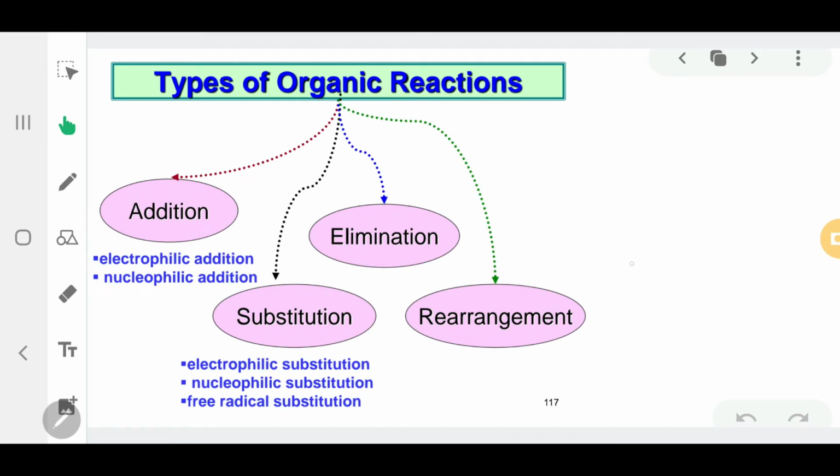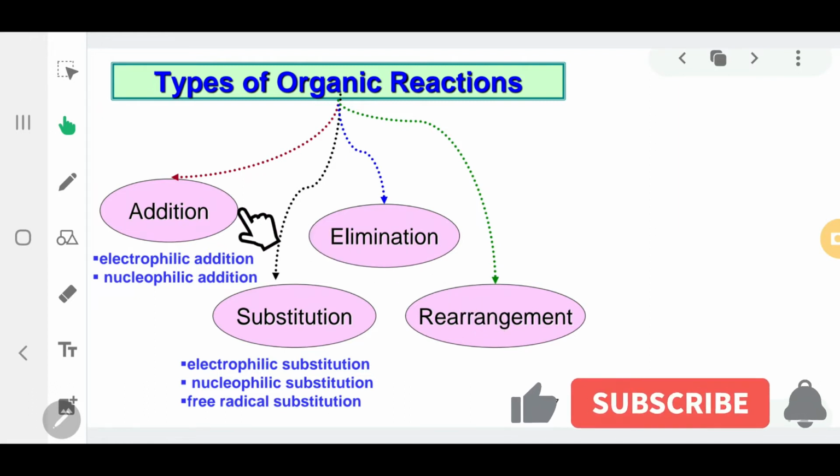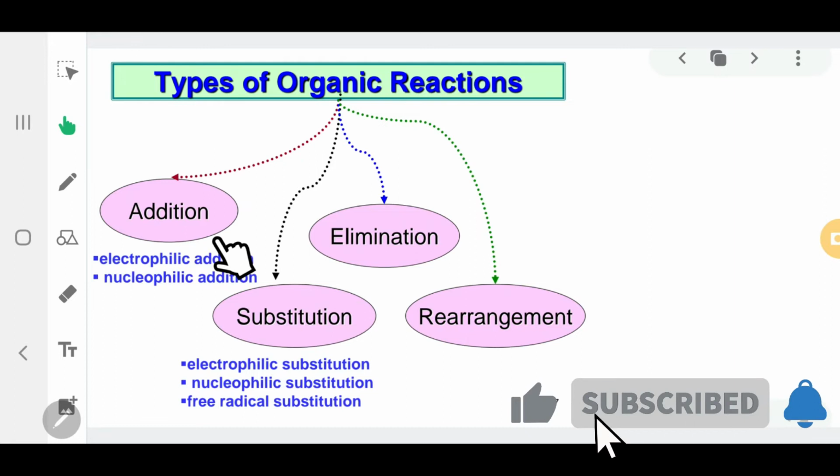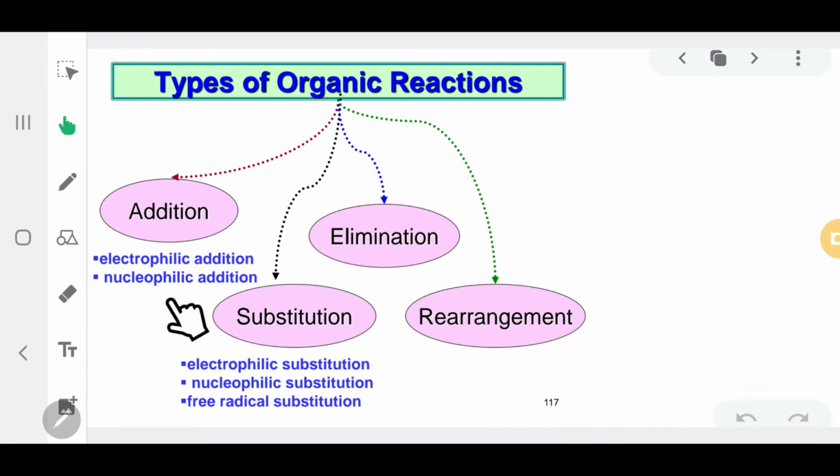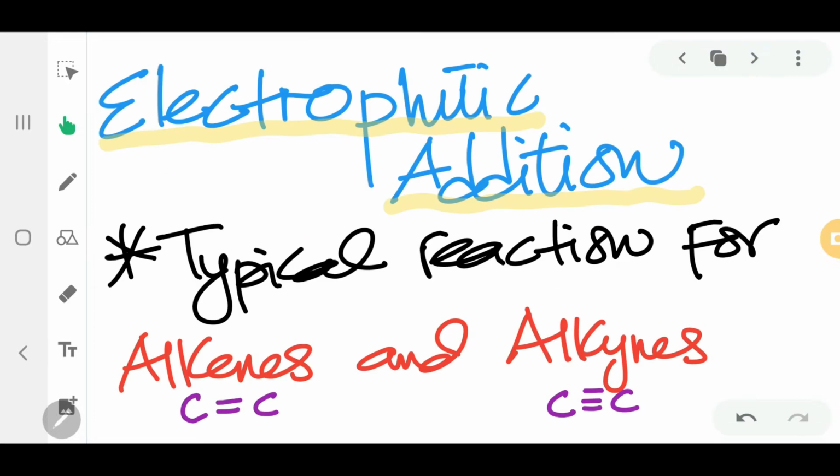Now let's have a look at the four types of organic reactions. We have addition, substitution, elimination, and rearrangement. For the addition reactions, you have two types: electrophilic addition and nucleophilic addition. For substitution, we have three: electrophilic substitution, nucleophilic substitution, and free radical substitution. We're going to start by looking at electrophilic addition. This is a very typical reaction for alkenes and alkynes.